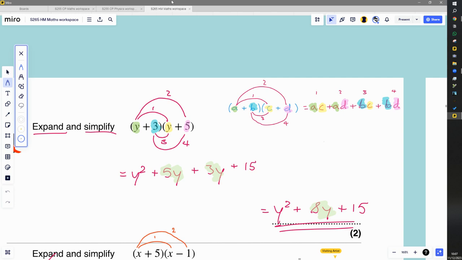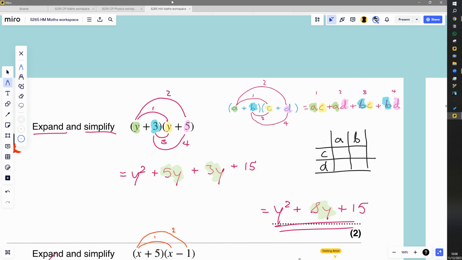And some people expand it like this. They use a kind of a grid. It's just another way of doing the same thing as what I've just done. They write the terms inside the bracket in each part. So we've got an A and we've got a B. So this bit at the top represents the first bracket. And for the second one we've got a C, and then we've got a D.